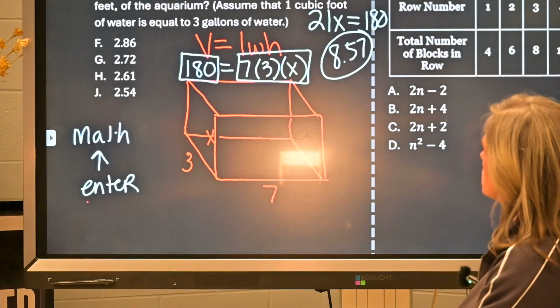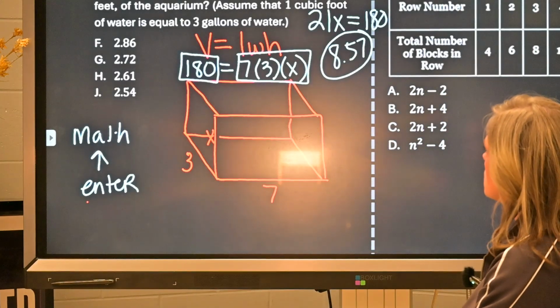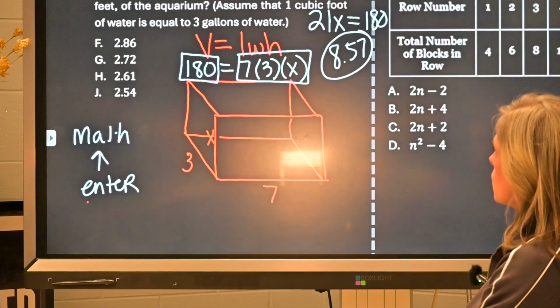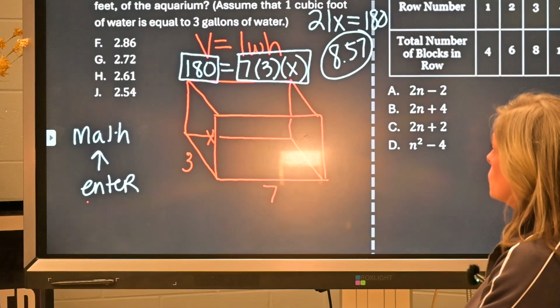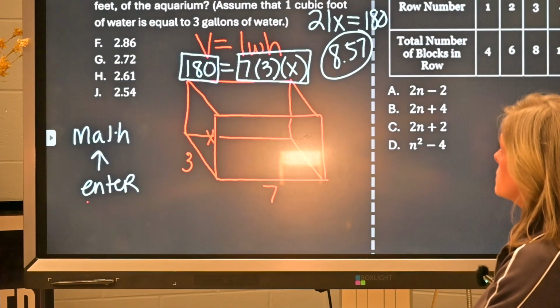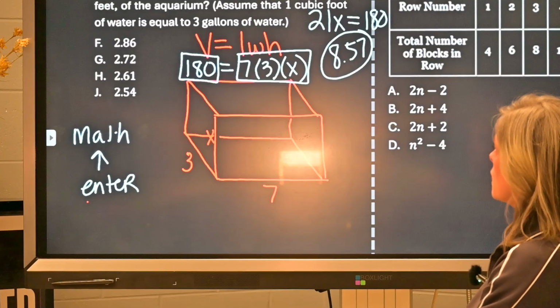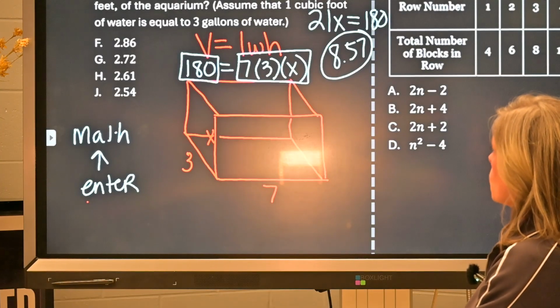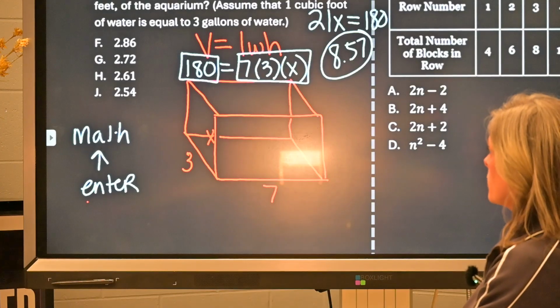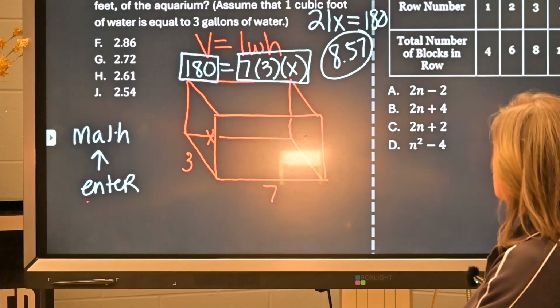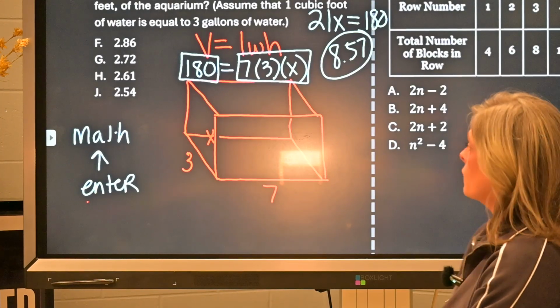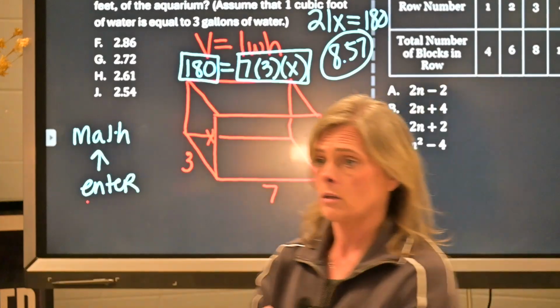So an aquarium in the shape of a rectangular box can hold 180 gallons of water when completely filled. Given the width is 3 and the length is 7, what is the minimum depth in feet of the aquarium? Assume that 1 cubic foot of water is equal to 3 gallons of water. And you're getting 8.57. Let me grab another calculator really quick and figure out what's going on.